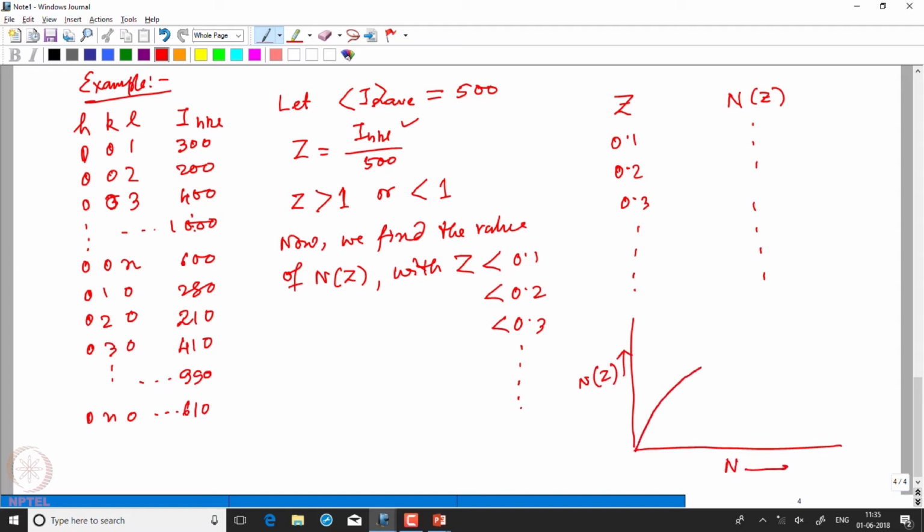If we get a plot in this manner, then we would call it centrosymmetric. If we get a more or less straight line, we will recognize it as non-centrosymmetric.